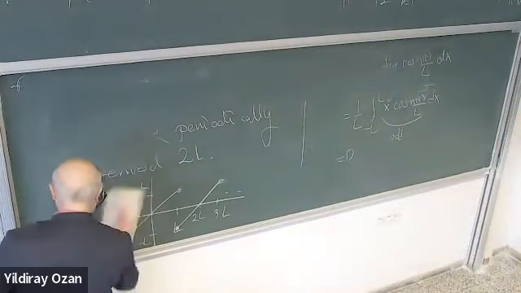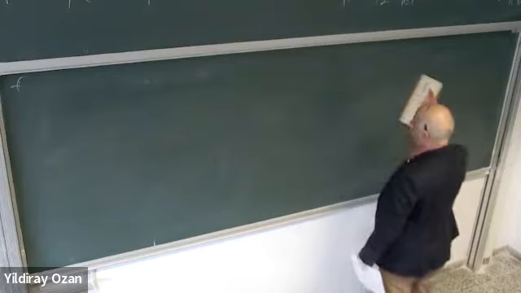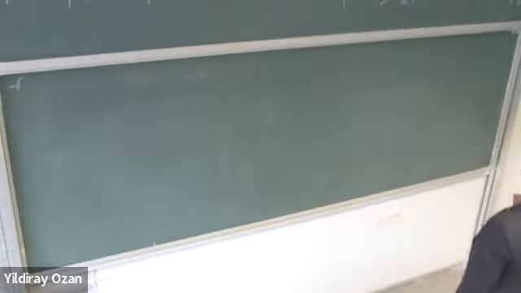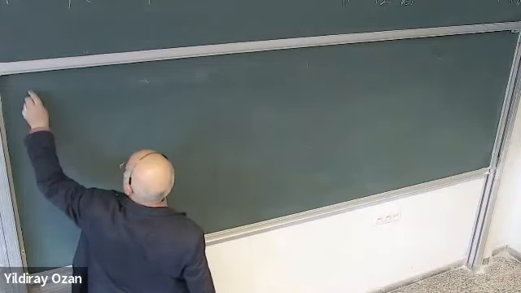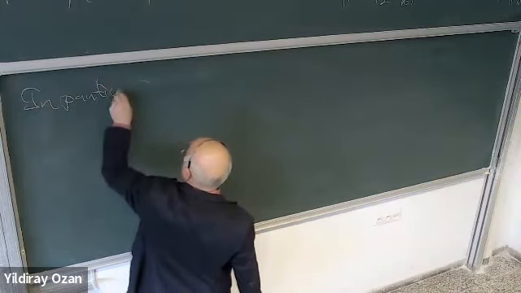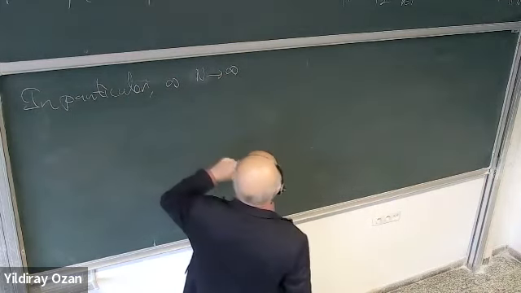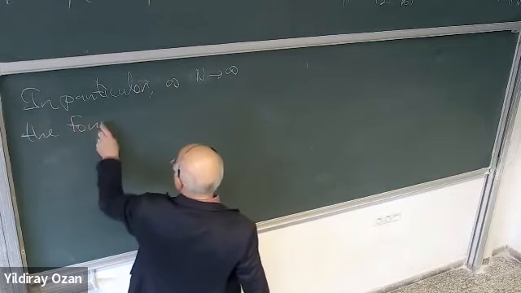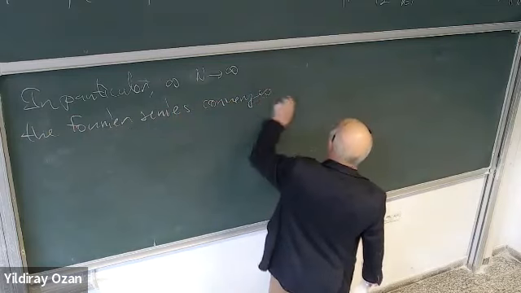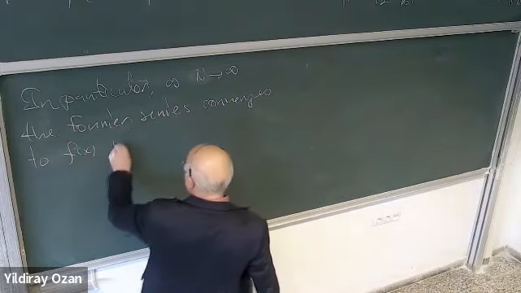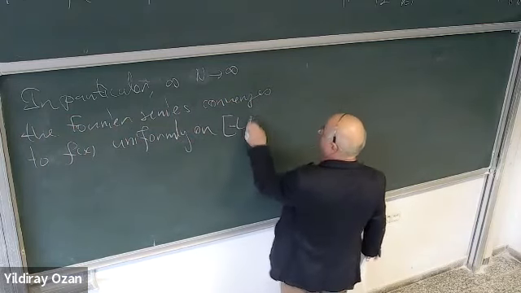However, if you let n go to infinity, of course, the right-hand side goes to 0. Therefore, the series converges to f of x uniformly. In particular, as n goes to infinity, the Fourier series converges to f of x uniformly on minus L to L.